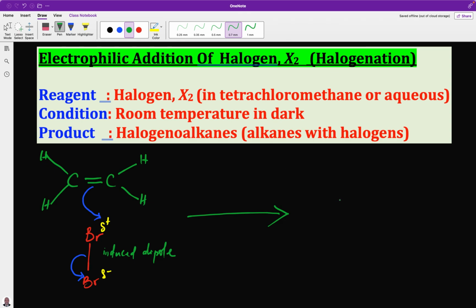There is a carbon, there's hydrogen, hydrogen, hydrogen, hydrogen. Bromine is here. And what happens here? A carbocation is formed. This is an intermediate.